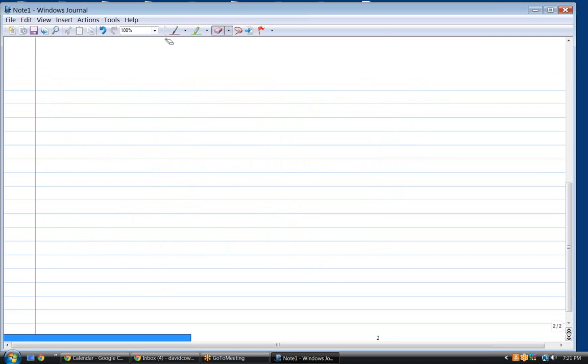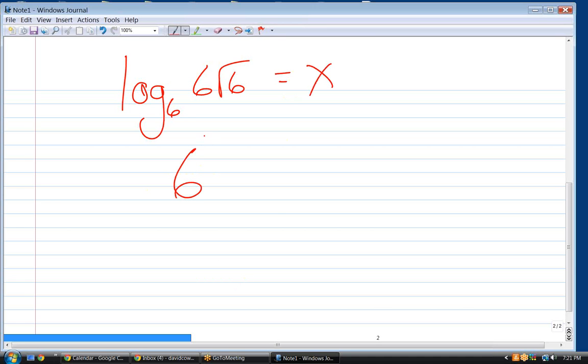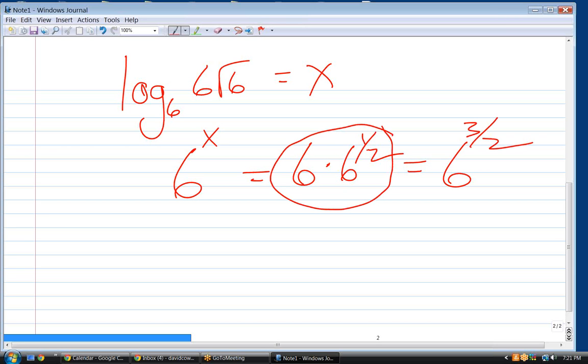What else you got? Alright, so what if it says like log base 6 of 6 square root 6? Like that? Yeah. Okay. Well, so we have 6 to the x is equal to, well, what is 6 square root 6? That's 6 times 6 to the 1/2. So 6 to the 3/2. Right? In other words, when you multiply same base, different exponents, you add the exponents. Now I have 6 to the x equals 6 to the 3/2, therefore x is equal to 3/2. Okay.